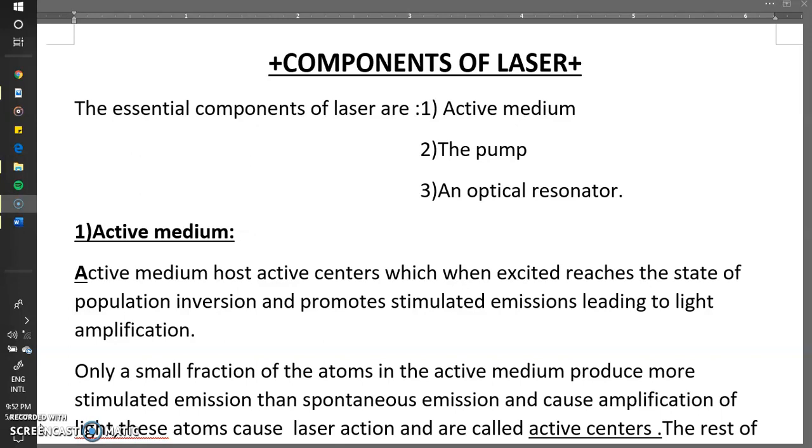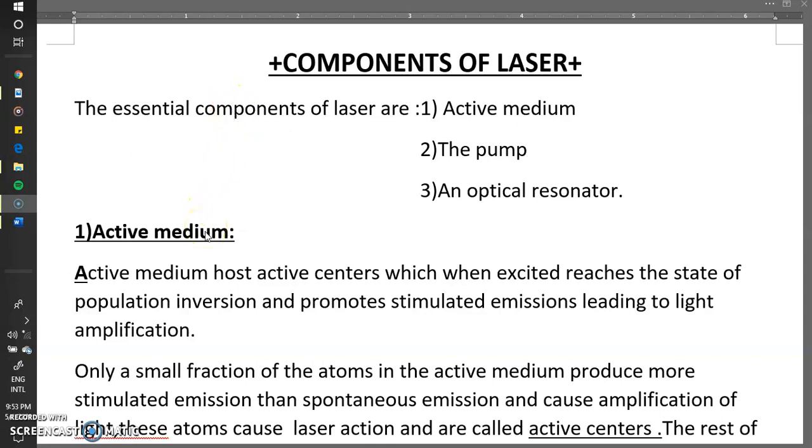In this video, Laser Part 3, we are going to learn about components of laser, lasing action, the modes of laser beam, and the different types of laser. Let us see the first, that is components of laser. The essential components of laser are active medium, the pump, and the optical resonator.